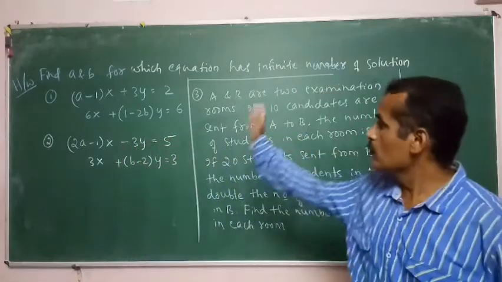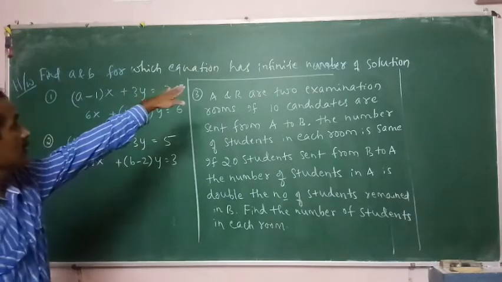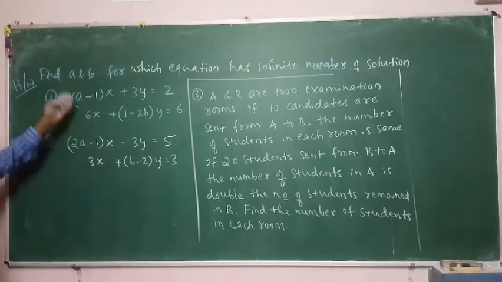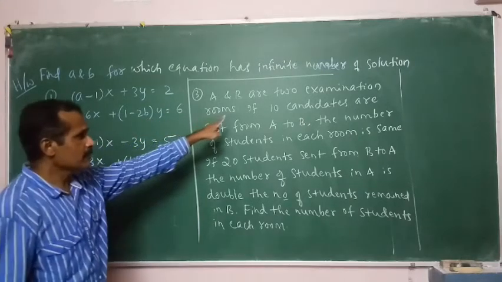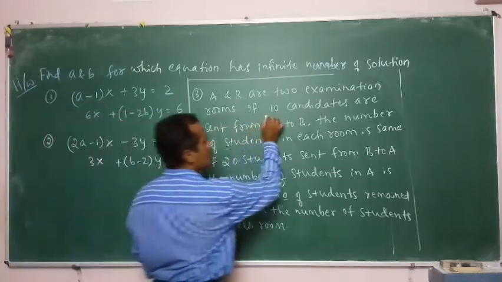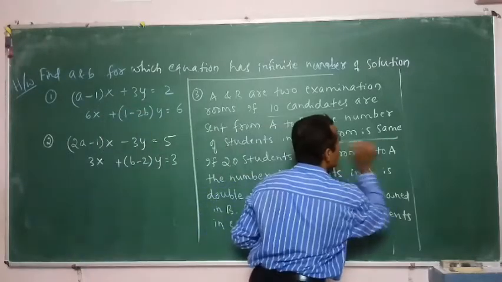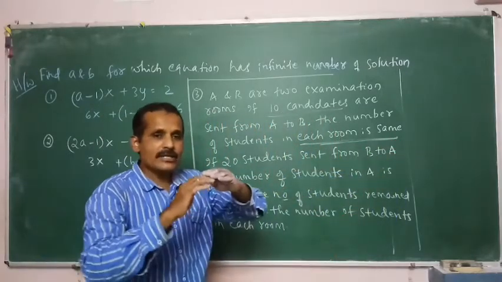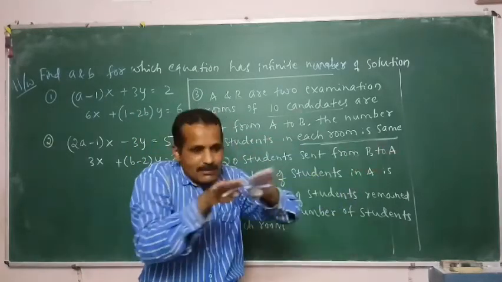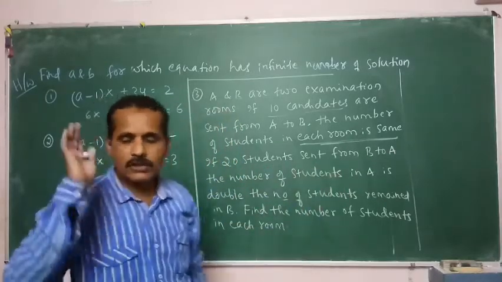These are the homework for you. I have given you two problems where the equations have an infinite number of solutions, and your work is to find the values of A and B. And here is one more problem. There are two examination rooms with 10 students. If 10 students are sent from A to B, the number of students in each room is the same. Like that, one more condition is given. Read it and solve the problem.